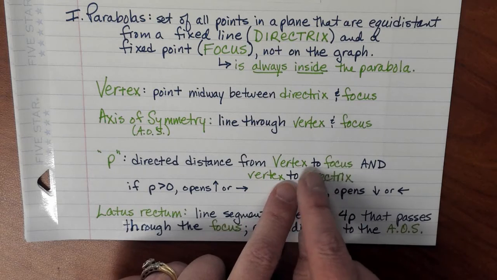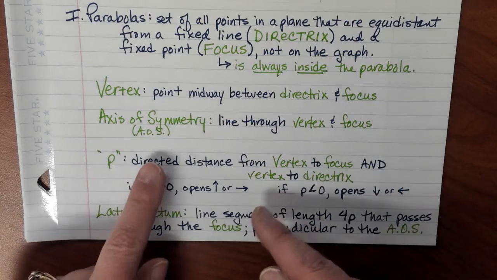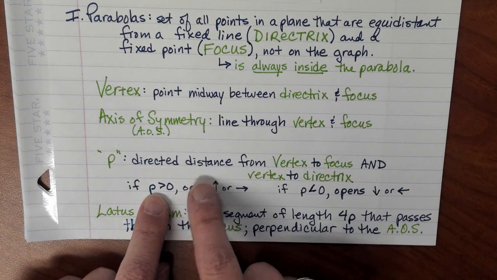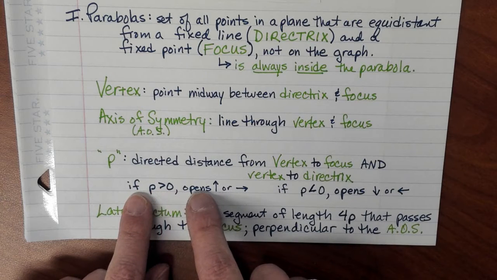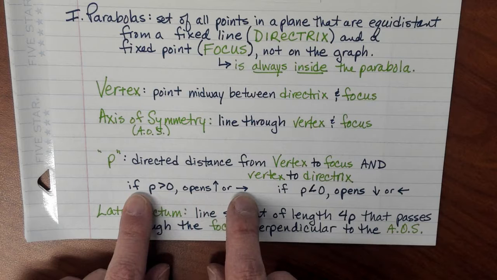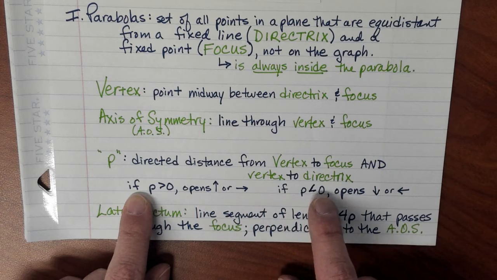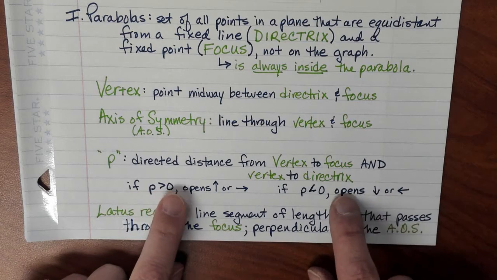Sometimes you're given the information and you have to find what that distance is so that you can write the equation. It's important to note that if this distance p is positive, greater than 0, then your parabola is opening up, which is what we're used to seeing as y equals ax squared, or it's going to the right. And if p is negative, then we are going down or to the left. That's an important differentiation.